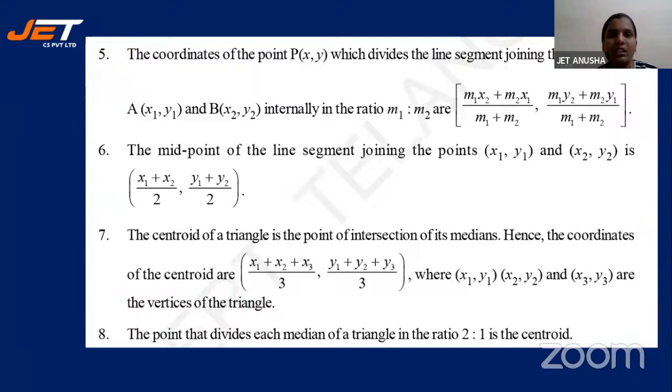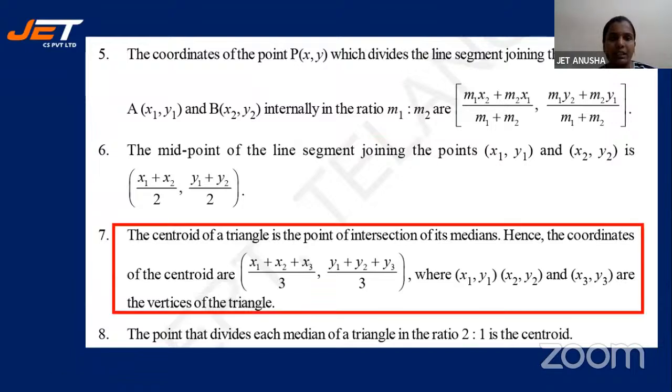The fifth point: the coordinates of the point P(x, y), which divides the line segment joining the points A(x1, y1) and B(x2, y2) internally in the ratio m1 is to m2, are (m1 x2 plus m2 x1) by (m1 plus m2), comma, (m1 y2 plus m2 y1) by (m1 plus m2). Next, the sixth point: the midpoint of the line segment joining the points (x1, y1) and (x2, y2) is (x1 plus x2) by 2, comma, (y1 plus y2) by 2.